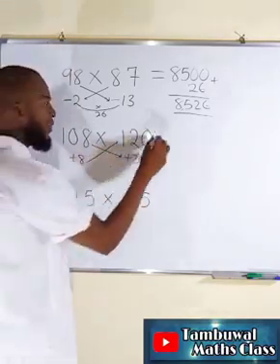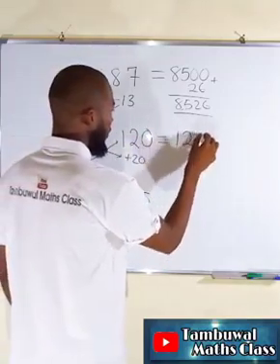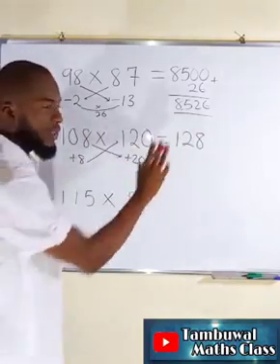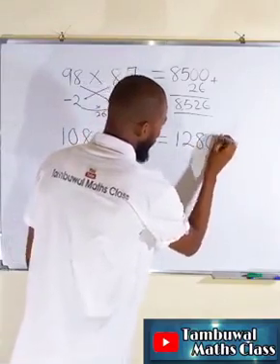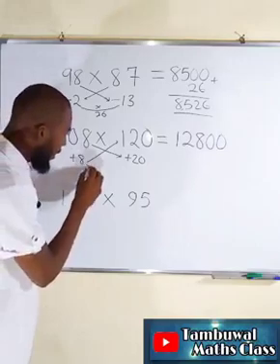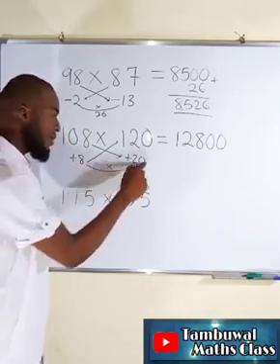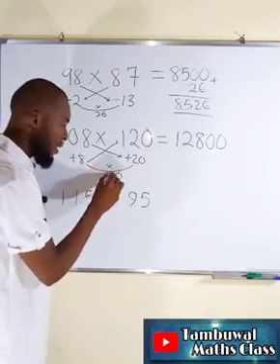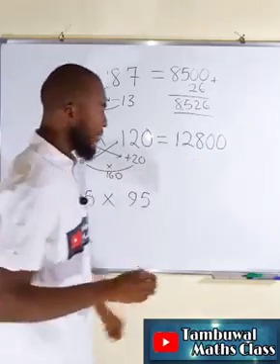120 plus 8 will give us 128. Likewise, 108 plus 20 would give us the same value. Remember, we are dealing with 100, so 2 extra zeros here. Next, multiply 8 by 20 together. You can see 8 times 0 is 0. 8 times 2 is 16. You see we have 160. This 160 is added here.